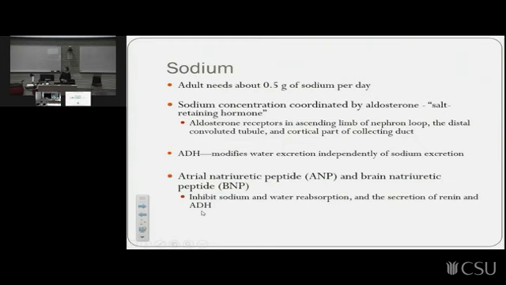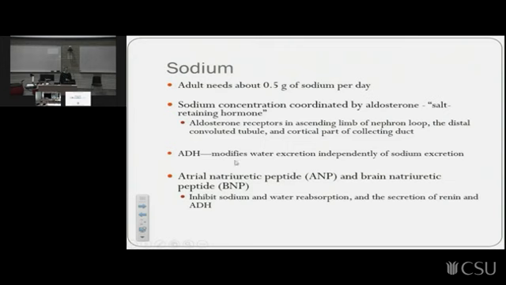And then the sodium concentration is coordinated by aldosterone, which is labelled as the salt retaining hormone. So aldosterone receptors in the ascending limb of the nephron loop, the distal convoluted tubule, and the cortical part of the collecting duct. So essentially aldosterone plays a major role in the adjustment of sodium. So if we're keeping it and excreting it, or if we're reabsorbing it and putting it back into the bloodstream.